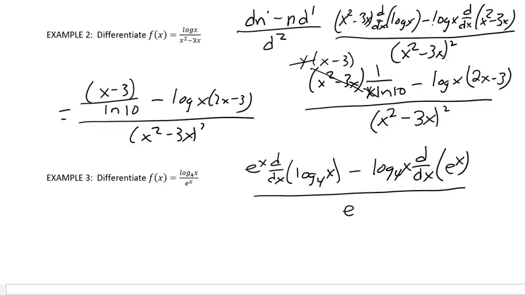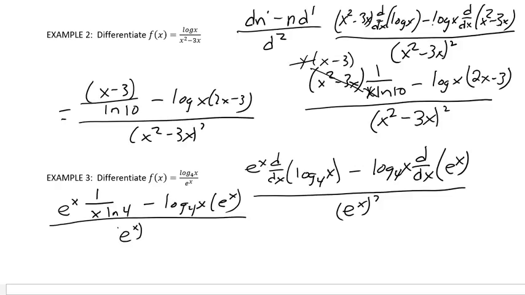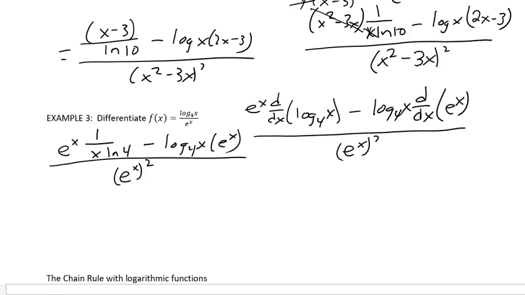So that would become e to the x, and the derivative of that, 1 over x times the natural log of 4, minus the derivative of that, of course, is e to the x, its own derivative, over e to the x squared. Now, since this term has an e to the x, and this has e to the x squared, we actually can cancel this, this, and that. And we'd have 1 over x times the natural log of 4 minus the log base 4 of x all over e to the x.